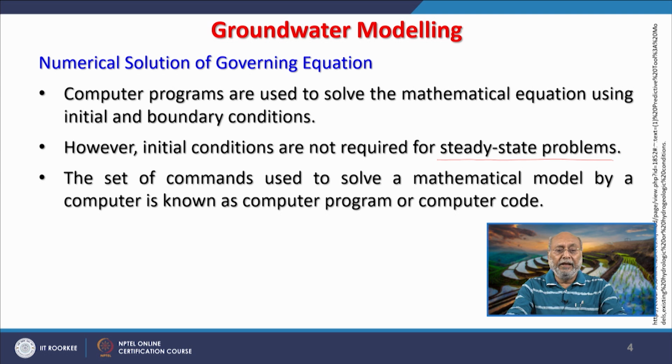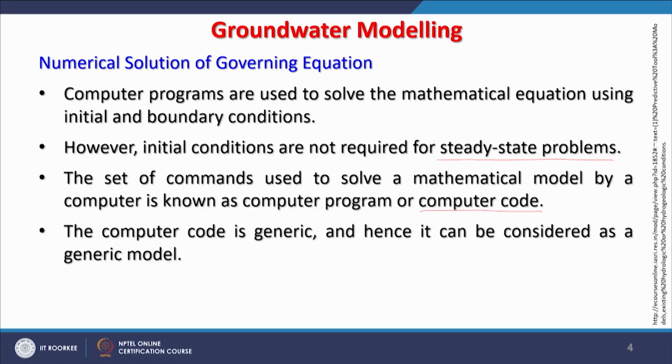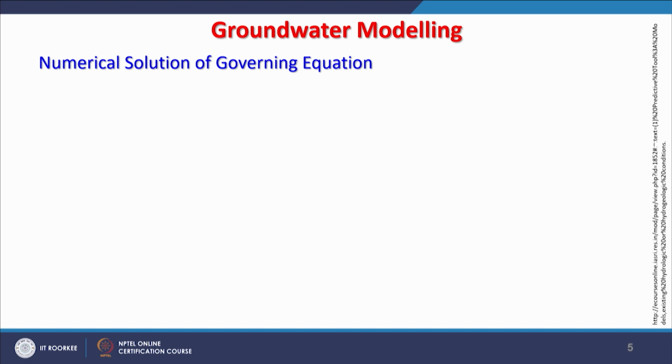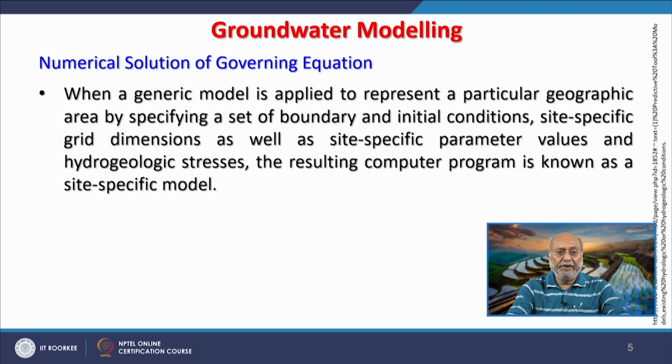And then the third is the set of commands in the programming, because it is a program. So, you have to have commands which will be used to solve the mathematical model which has been developed through a computer program, known as a computer program or computer code. Nowadays, instead of saying computer code or computer program, the more popular term is coding, and this coding is generic, and hence it can be considered a generic model. That means it can be applied for other kinds of solutions as well. That is what generic means here.